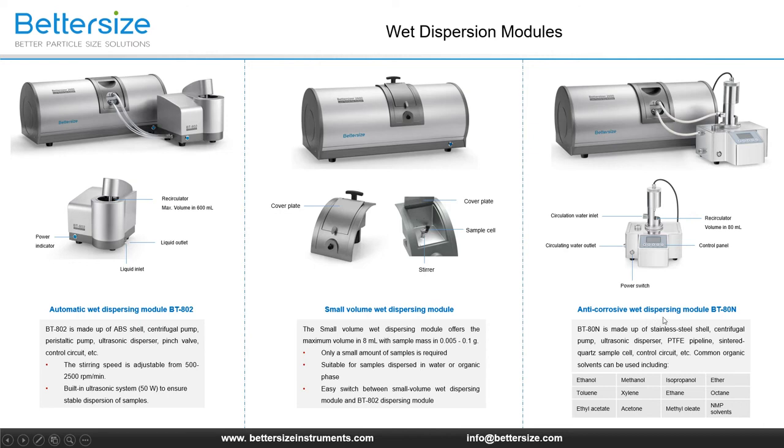Anti-corrosive wet dispersing module BT80N is designed for particle size measurements with organic solvents as the medium. It is suitable for common organic solvents such as ethanol, methanol, isopropanol, ether, etc.